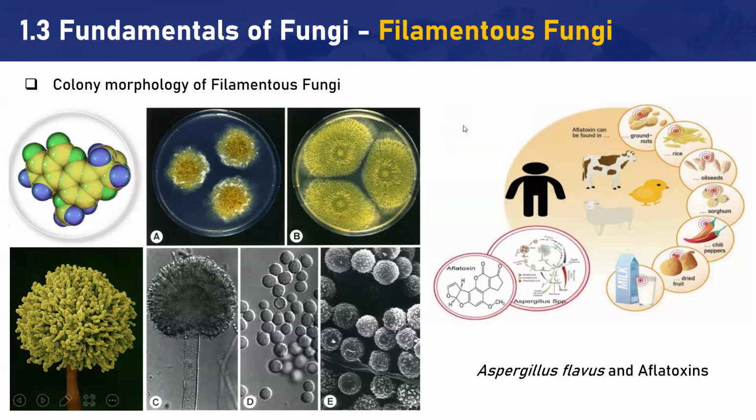Usually when we think about fungi, we think about the color, but actually the fungi themselves don't have color. The color comes from the spore, the fungal spore. In the case of Aspergillus flavus, we have a yellow spore. So when we look at the morphology of Aspergillus flavus, we can see the yellow color.